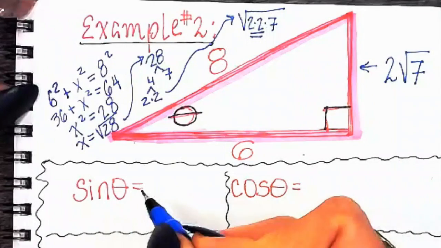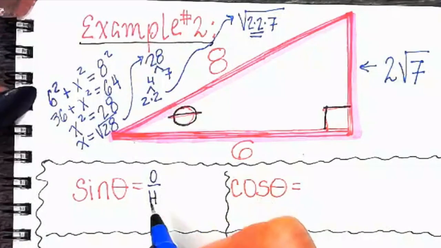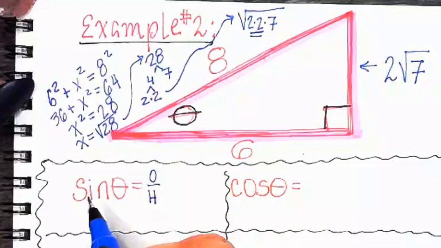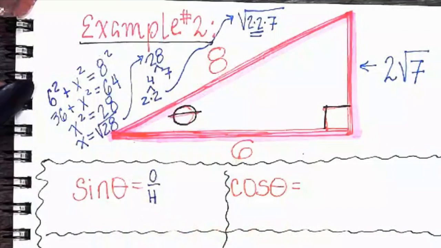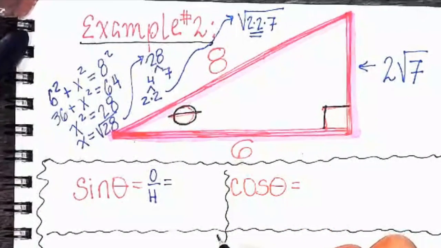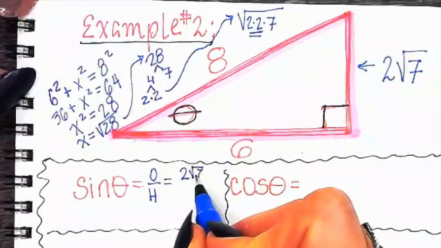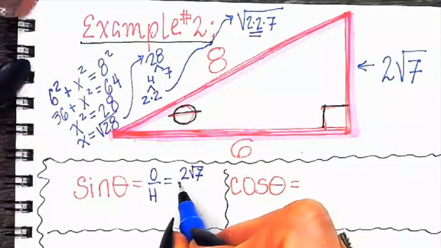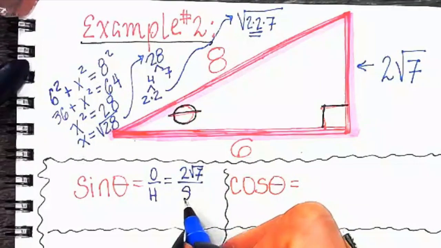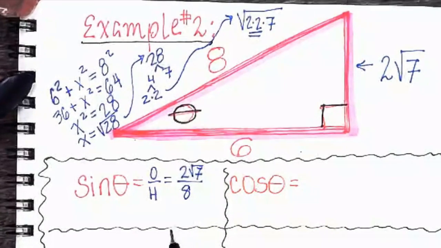What is the ratio for sine? Sine is opposite over hypotenuse. So, SOH. What side is opposite from theta? 2 square root 7. And the hypotenuse is 8. While there's nothing wrong with this answer, we're not finished yet.